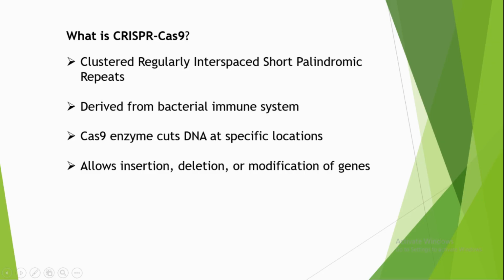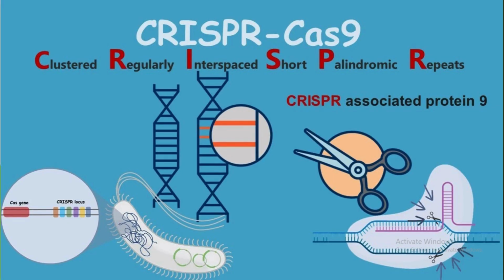So what is CRISPR-Cas9? Basically, it is clustered regularly interspaced short palindromic repeats. It has been derived from the bacterial immune system. Cas9 enzymes cut the DNA at specific locations. So it allows the insertion, deletion, or modification of genes.